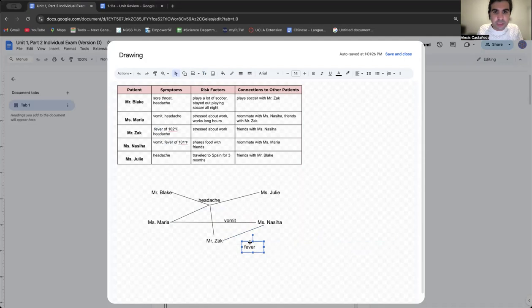So the connections between these patients. So here it says that Mr. Blake plays soccer with Mr. Zach. So let's put a connection between Mr. Blake and Mr. Zach. They play soccer. Miss Maria, she's roommates with Miss Masiha. So they live together. Miss Maria and Miss Masiha, they're roommates.